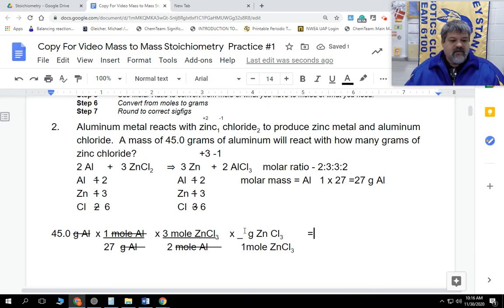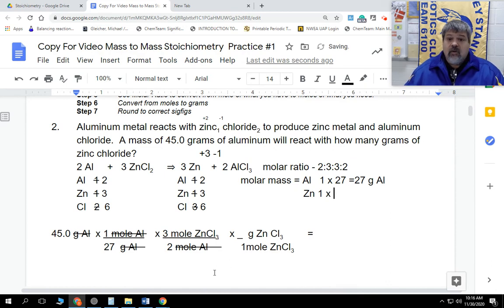We know that equals. So how many grams is that? Well, we have to figure out the molar mass of zinc chloride. So we're going to go back over here, and we're going to say that we have zinc chloride. So we're going to have zinc. In zinc chloride, there's only 1. So we're going to have 1 times whatever zinc is.